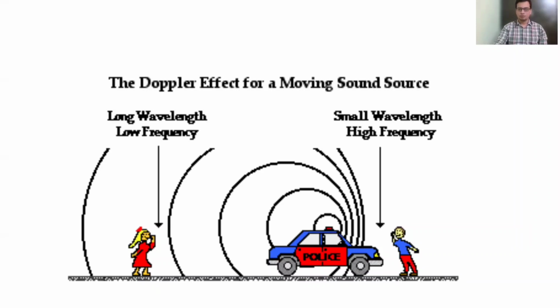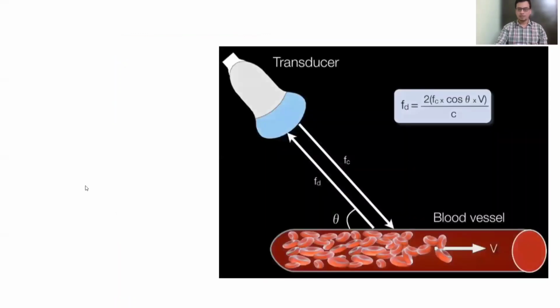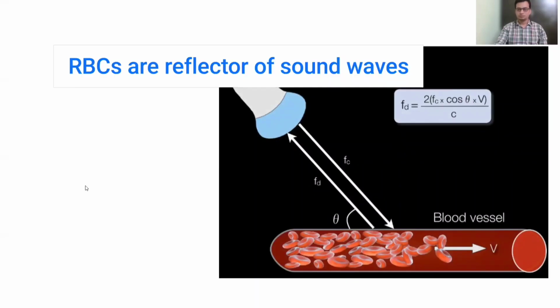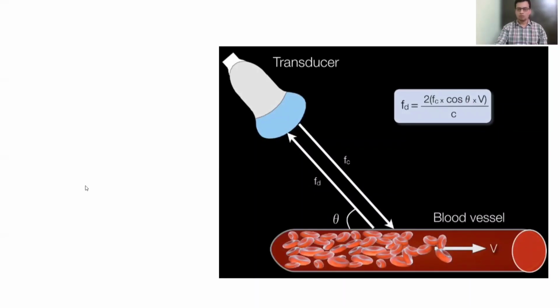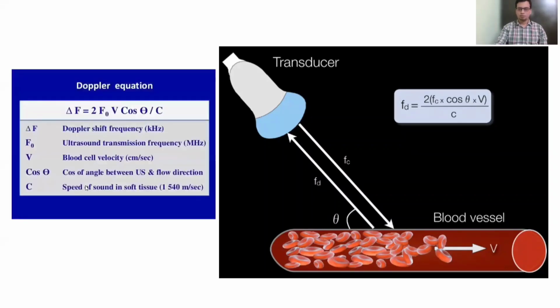Here, in case of medical ultrasound, the ultrasound probe acts as both the source of sound waves and also the receiver. The moving object in our case is the reflector, which are blood RBCs. To calculate the velocity of the blood flow, the frequency difference between the emitted and reflected ultrasound waves is analyzed. And this difference is called the Doppler shift. The Doppler equation uses the measured frequency difference between the transmitted and reflected sound waves to derive the velocity of the reflector, that is, the blood RBCs.